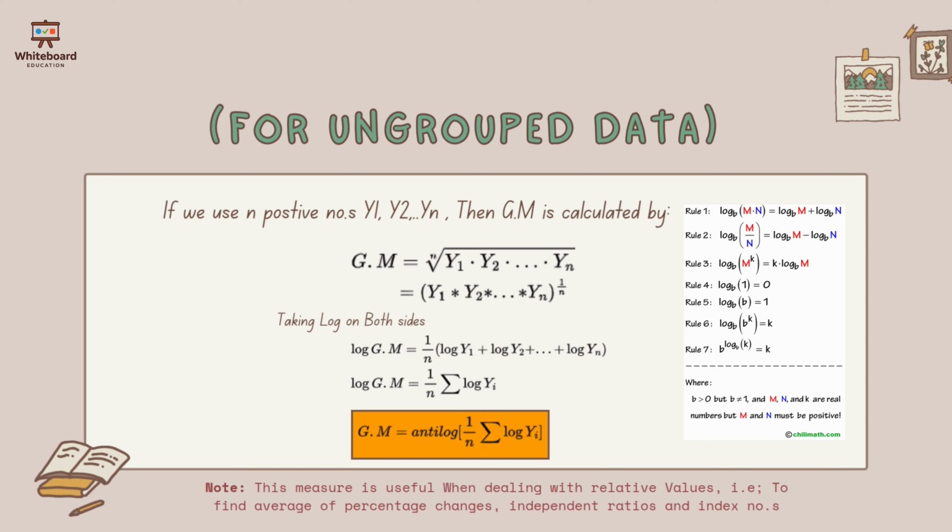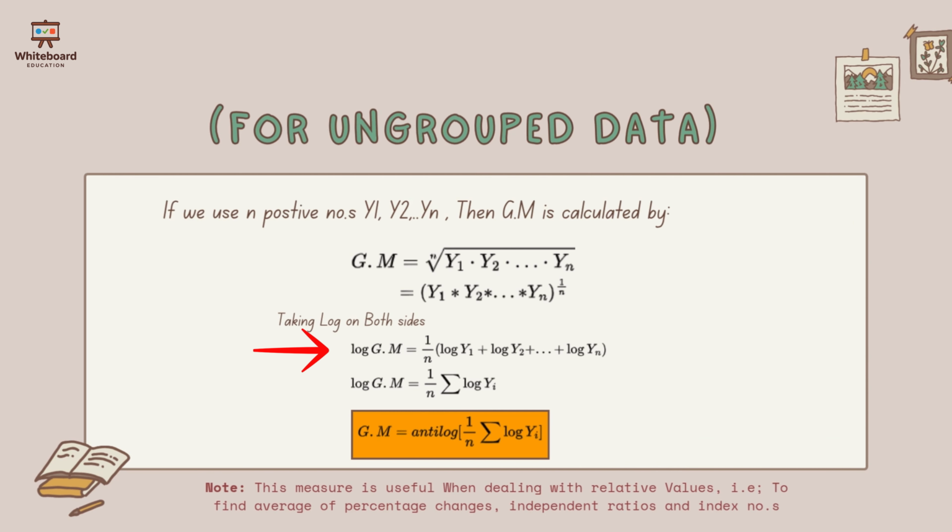According to the rules of logarithm, the value in the power multiplies as a whole, and if two values are multiplied under the log, they are added. So, log G.M equals 1 over n brackets log y1 plus log y2 till log yn. In the next step we summarize all the logs of observations as summation log y.